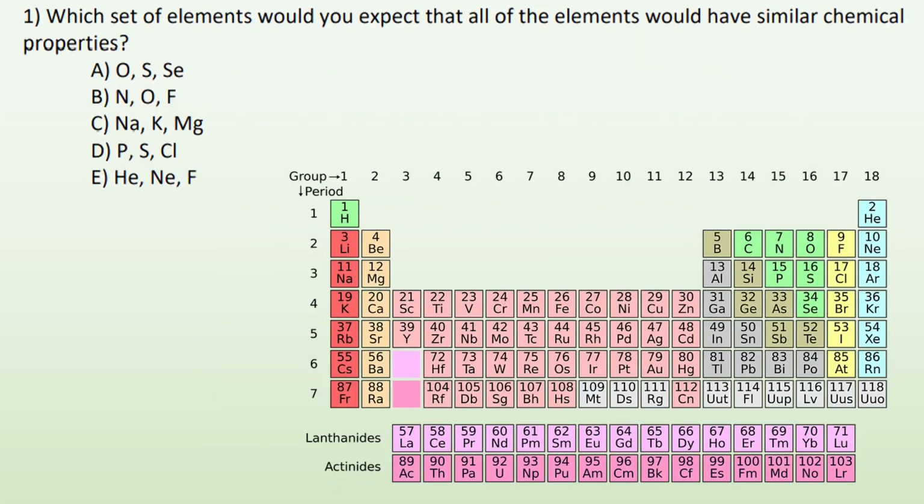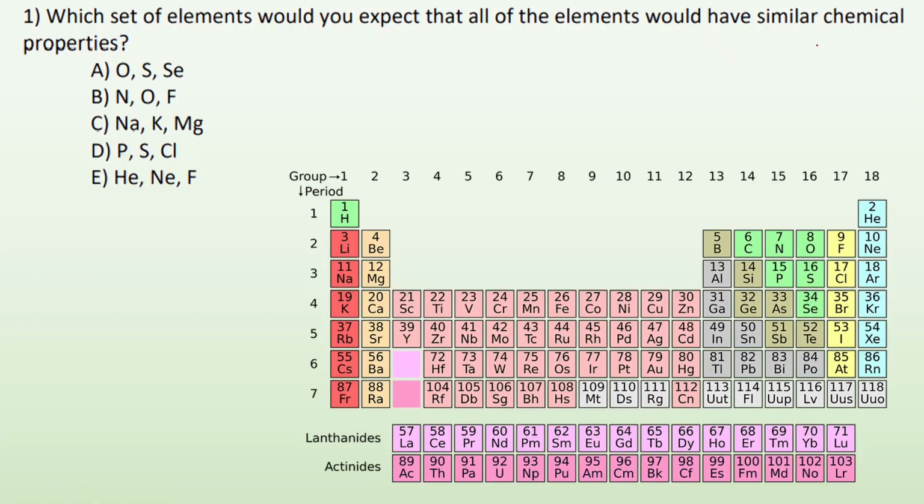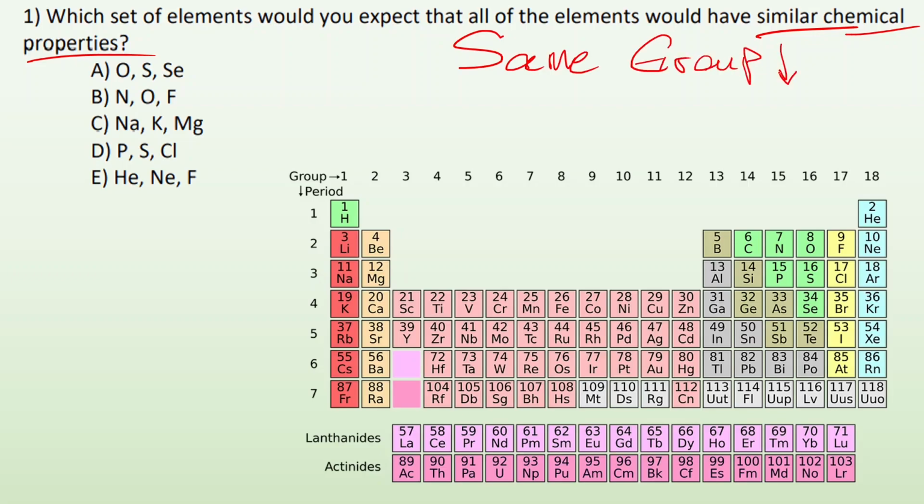All right, so number one, which set of elements would you expect that all of the elements would have similar chemical properties? So the key here is seeing that similar chemical properties means that they're in the same group. So remember that groups run vertically. So which one of these sets of elements are in the same group?